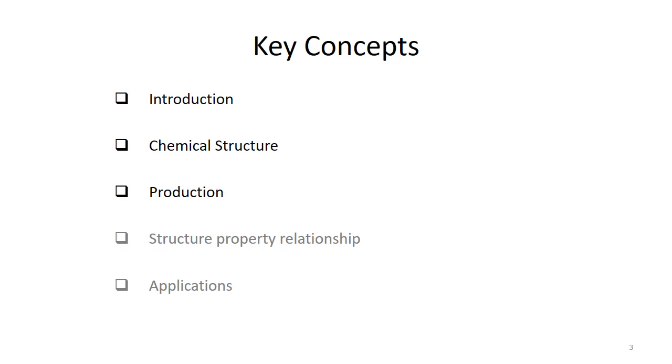In this lecture, we are going to discuss a brief introduction of the polymer and its chemical structure, and which kinds of variations we can see in the chemical structure of polyethylene, such as branching and cross-linking. Then we shall move to the production of polyethylene, how it can be produced commercially or industrially. The last part is about the structure-property relationship and its application, but we shall discuss that in the next part of our lecture, our next class.